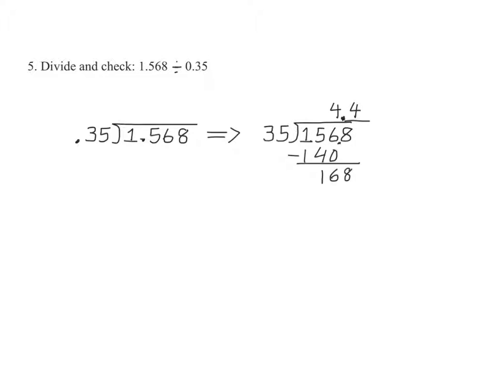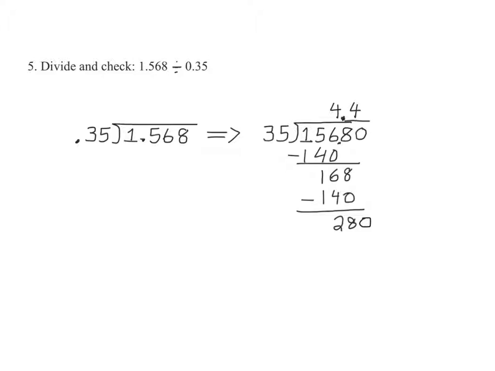Now we multiply. 4 times 35 gives us again 140, and we subtract, leaving us with 28. Now, since 35 doesn't go into 28, we can add a 0, which we bring down.